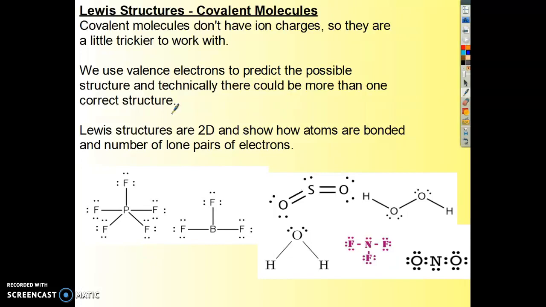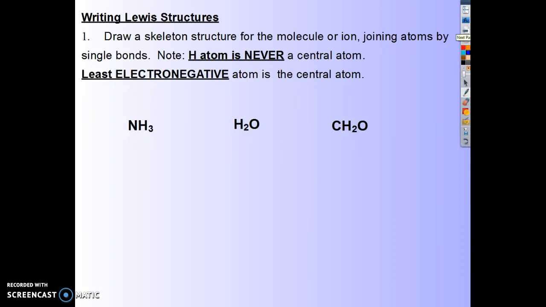Okay, so let's get started with drawing these. The first step to drawing a Lewis structure when you're given the chemical formula of a compound is to draw a skeleton structure. This is like the bare bones of the molecule, and this is going to show how the atoms are connected to each other through single bonds. There are a couple rules here. Whichever atom is the least electronegative atom is going to be the center atom, and hydrogen can never be the central atom, even though it's the least electronegative of all the elements, pretty much.